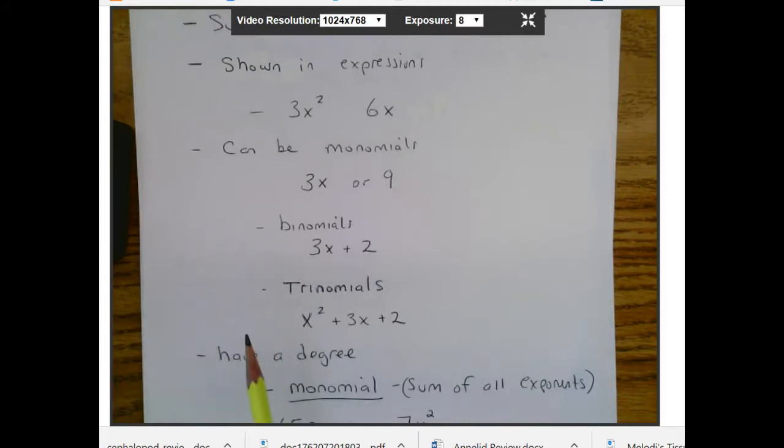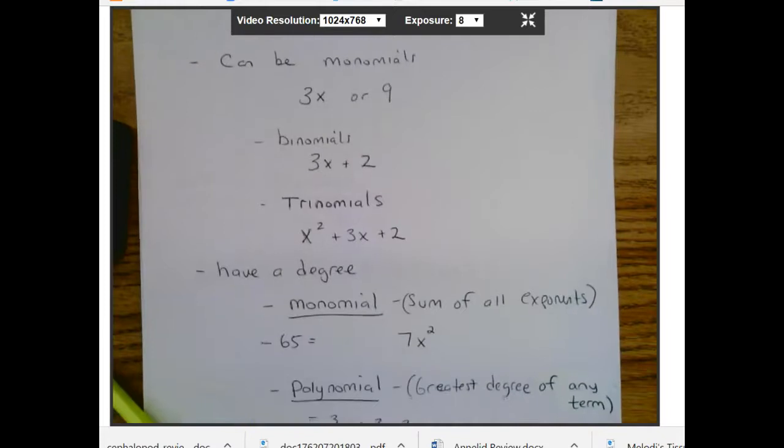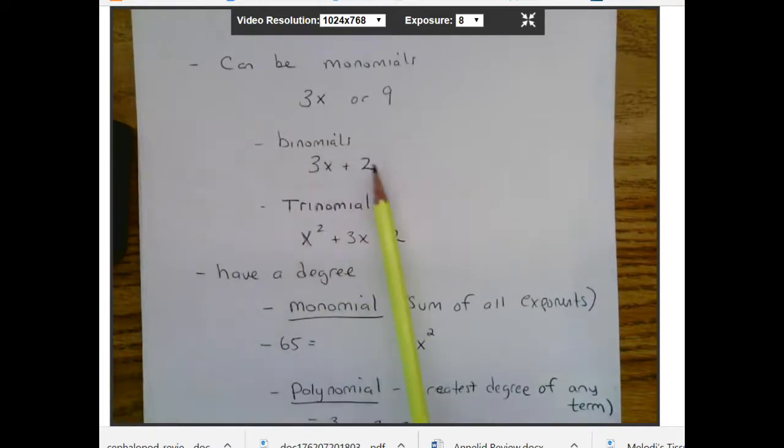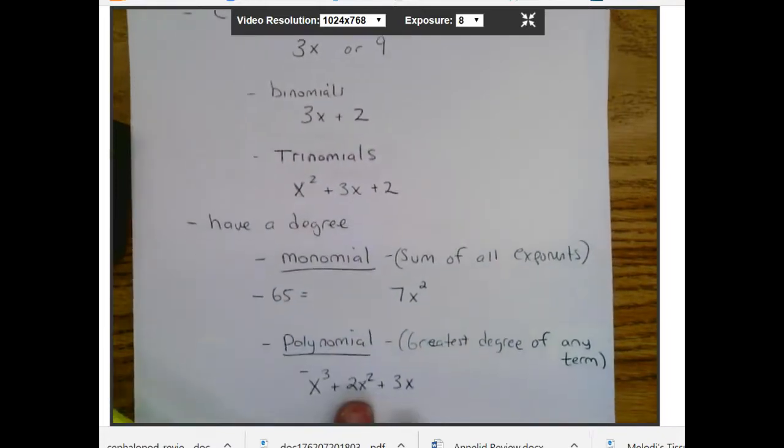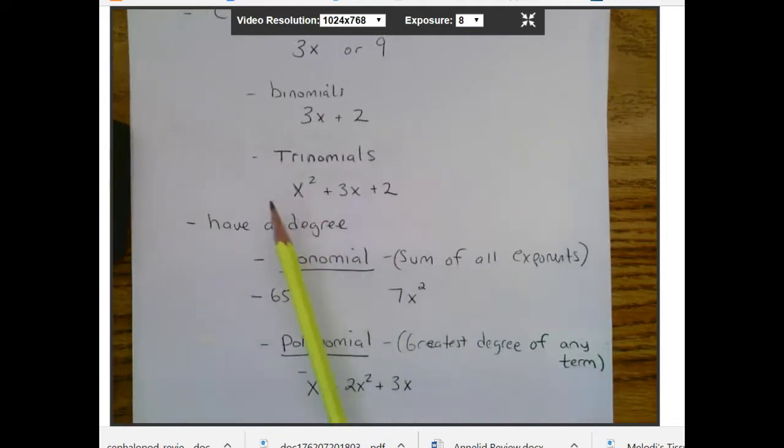Okay, but they can have monomials in them, they can have binomials in them, 3x plus 2, or they can have trinomials. This is really where we're going, x squared plus 3x plus 2. Okay, and so polynomials can have these in them, and just single ones as well.